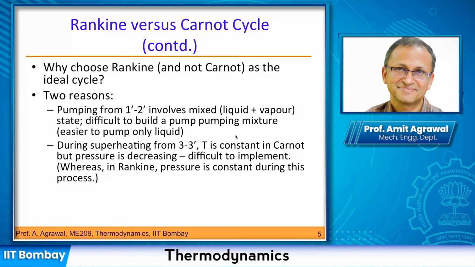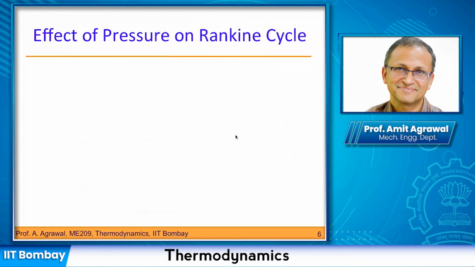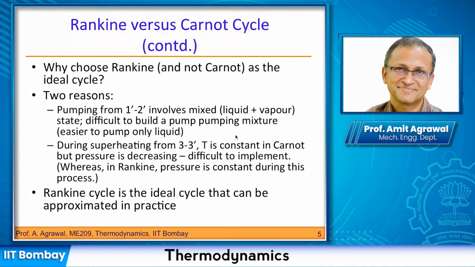Now, superheating I had explained last time, and therefore it turns out that the Carnot cycle is very difficult to implement practically. So one essentially goes to the Rankine cycle and says that that is the ideal cycle on which we can design our power plants. Okay, any question thus far?